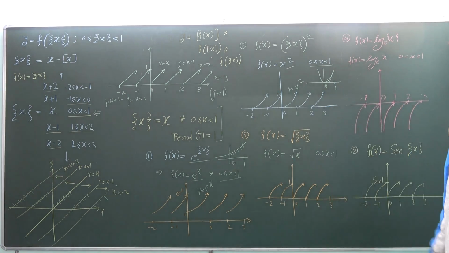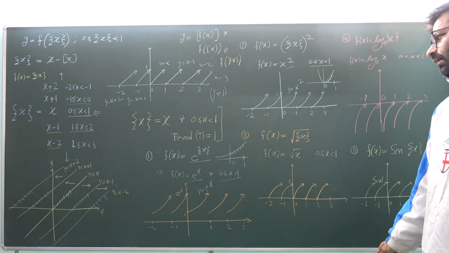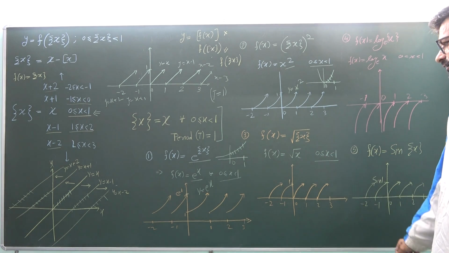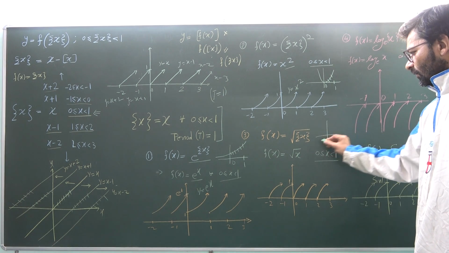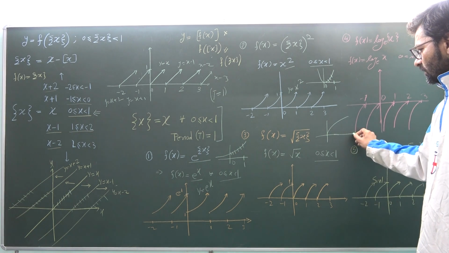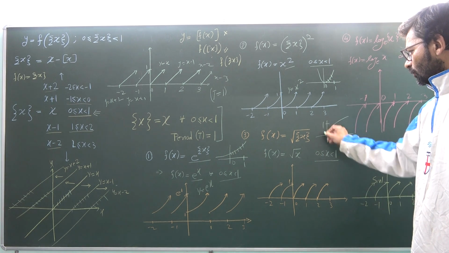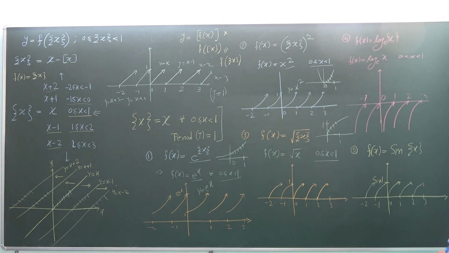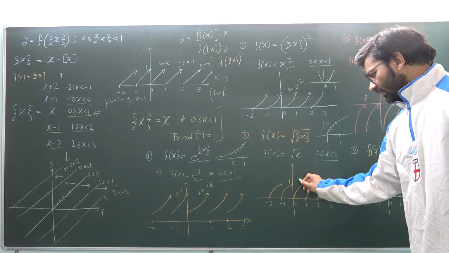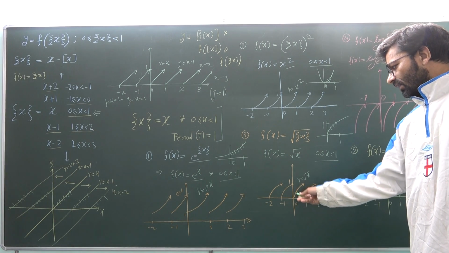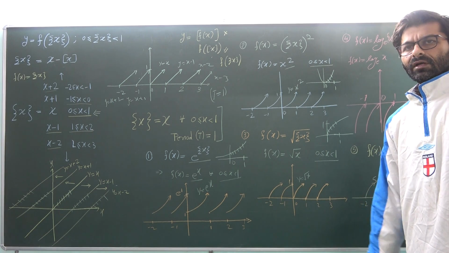Suppose f of x equals the square root of the fractional part, which means this equals square root of x whenever x lies between 0 and 1. Draw this particular graph from 0 to 1. Retain this particular part, erase the rest of the part, and then this is y equals the square root of x from 0 to 1, and then the period is 1.